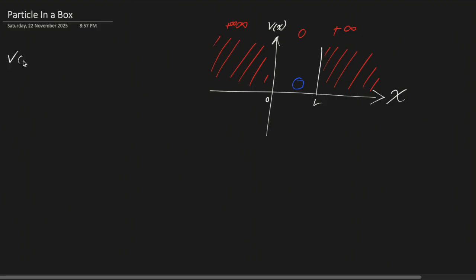Mathematically, we can write the potential as follows. V of x is going to be 0 for x between 0 and L, so within the box, and it's infinite elsewhere.